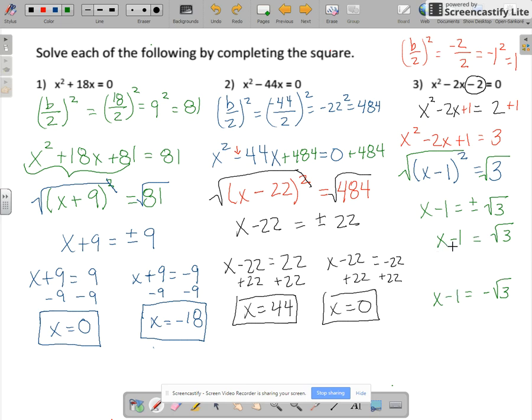Either way, when we solve for x, we're going to add 1. So we get x is equal to root 3 plus 1, which is approximately 2.73. Here again, we add 1 to negative root 3. We get x is equal to negative root 3 plus 1, and that is approximately negative 0.73. So that's some examples. What I want you to do is work on examples 4 and 5, and then check your answers in Note Guide Part 4.